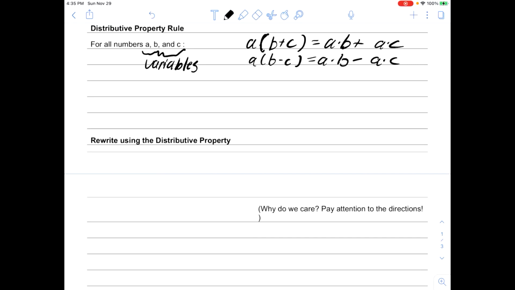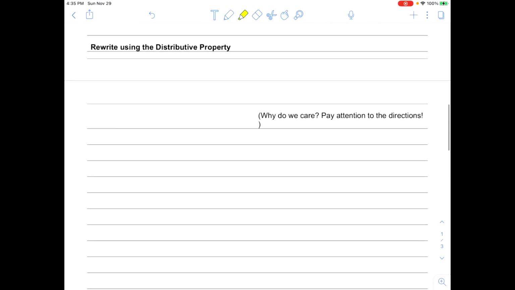If you're looking at this and going, wow, that's really complicated and I'm not sure what it means, I'm going to show you. But while we're doing these problems, one thing that's really important is that our directions here say rewrite using the distributive property. You'll notice what they don't say is they don't say solve the problem. They say rewrite. And I'm going to show you why that matters.